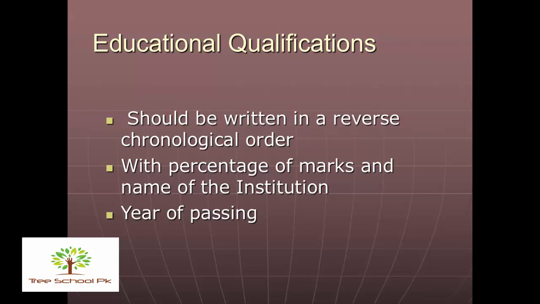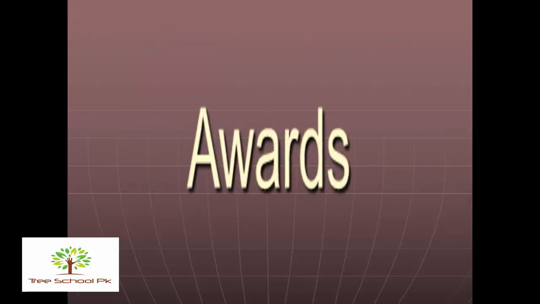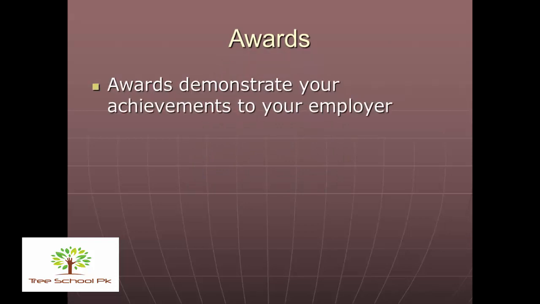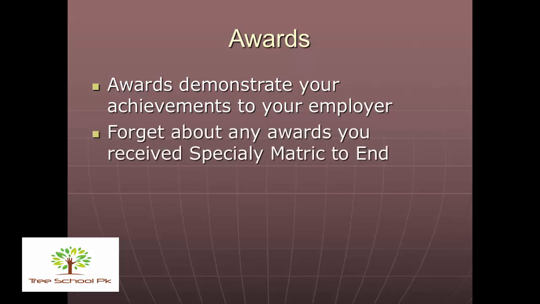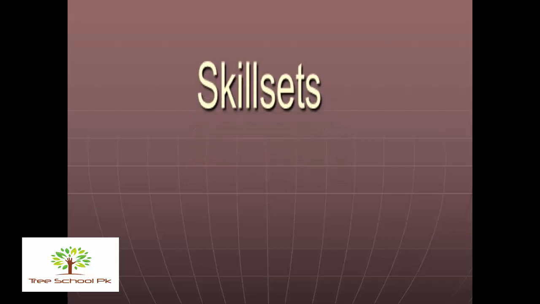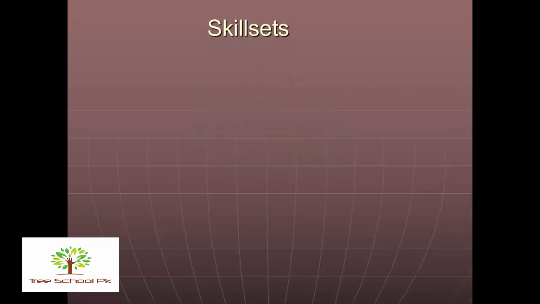When you passed out shows the actual situation about you: whether you are experienced or fresh. And next one is awards. What type of awards did you gain? First, awards demonstrate what you achieved for your employer. Second, forget about any award you received, especially the metric ones. Give the award details in quantifiable terms. And next will be discussed in the skill test.